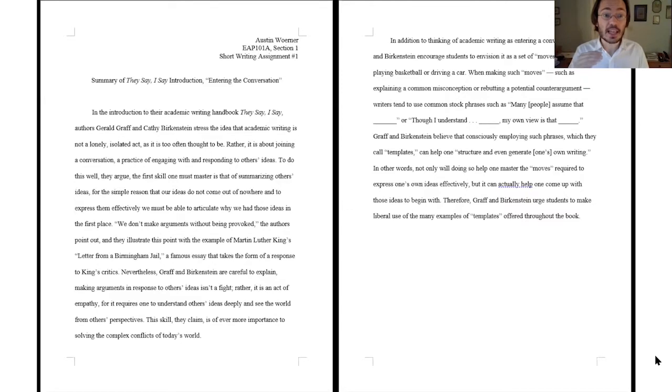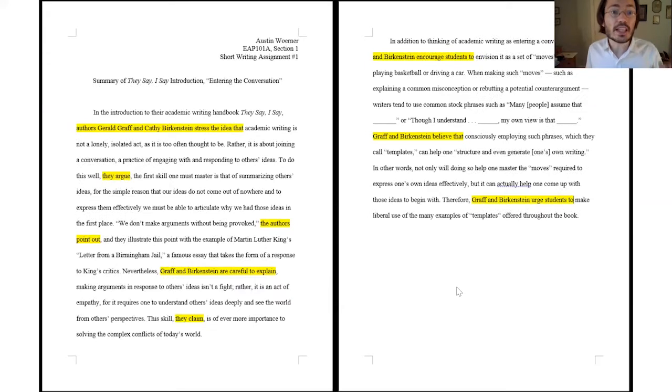Now, this is a lot easier to understand if we're looking at a text. So let's take a look at my sample summary of the introduction to They Say, I Say. You'll notice that again and again throughout these 2 paragraphs, short phrases appear that continually remind the reader that these ideas are not Austin Woerner's ideas, but Kathy Birkenstein and Gerald Graff's ideas, right? So they argue, da, da, da, da. The authors point out, da, da, da, da, da. Graff and Birkenstein are careful to explain, da, da, da, da, and so forth. These phrases, which I've highlighted here in yellow, are what I like to call voice markers.